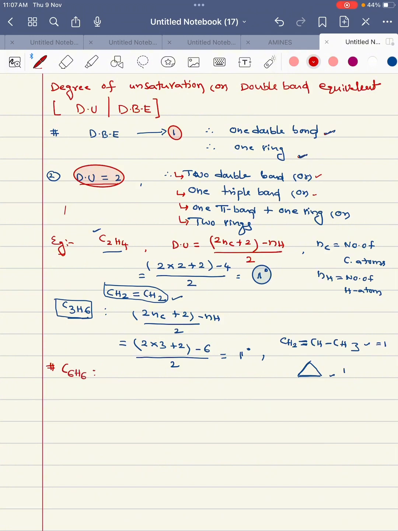Next, we'll go for one more example, a very familiar example, that is benzene. It is the C6H6 benzene formula. So this is the structure of benzene: double bond, double bond, double bond.